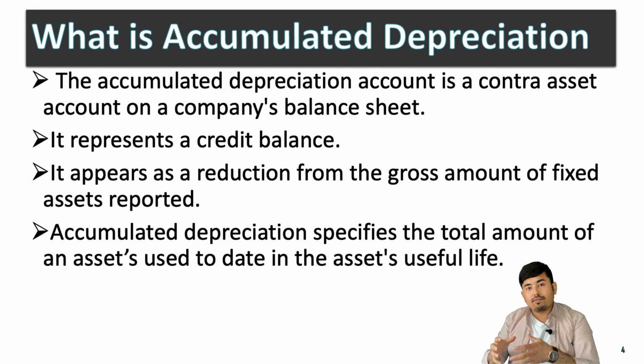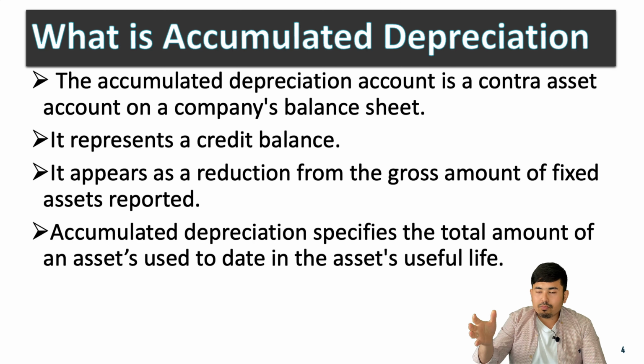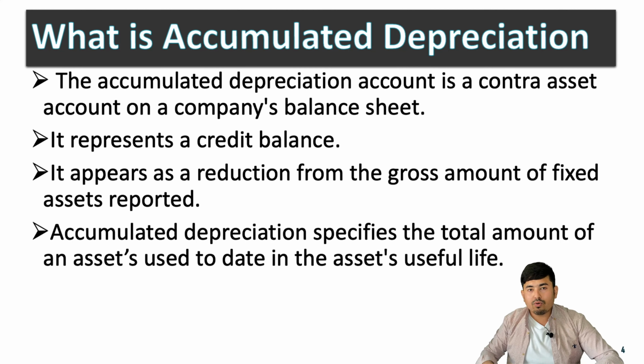Accumulated depreciation specifies the total amount of an asset used to date in the asset's useful life. Very helpful. When you say, suppose, $3,000 is the accumulated depreciation, it exactly means that you have used $3,000 of this asset since inception, since the day you started the work. Mainly when you purchase, directly after installation, you will start the work. But it counts since starting the work, or since the day the depreciation has been charged.